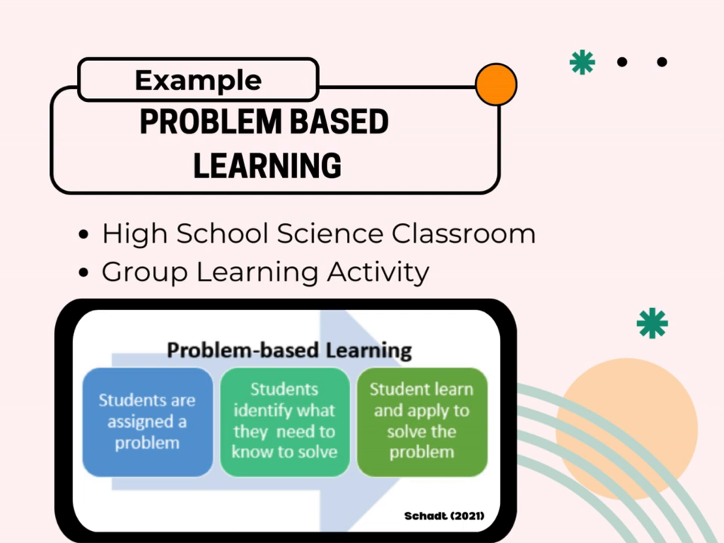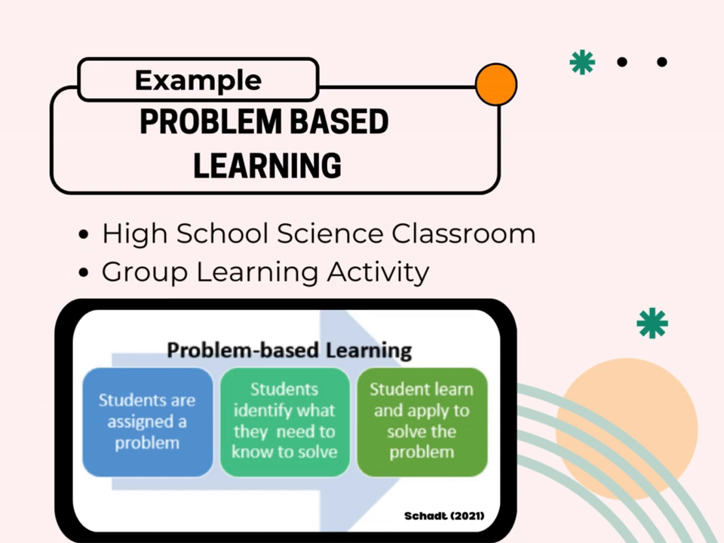For the real world example we will be examining, we are going to be looking at problem based learning. The example we are going to look at is in a high school science classroom, and it is a group learning activity. I looked to the University of Connecticut for information on problem based learning and found this really great graphic that I thought explained it in a very clear, concise way. It outlines the process students should go through when engaging in problem based learning.